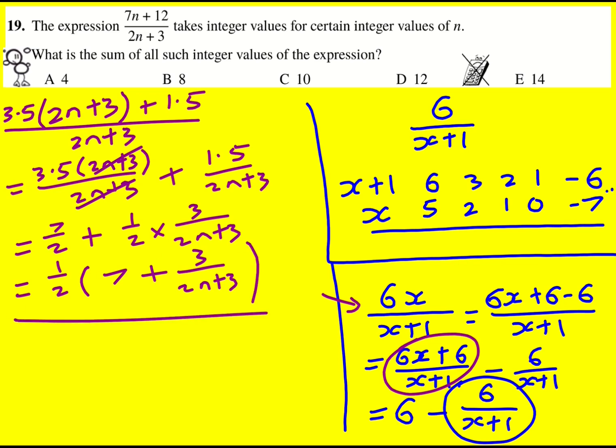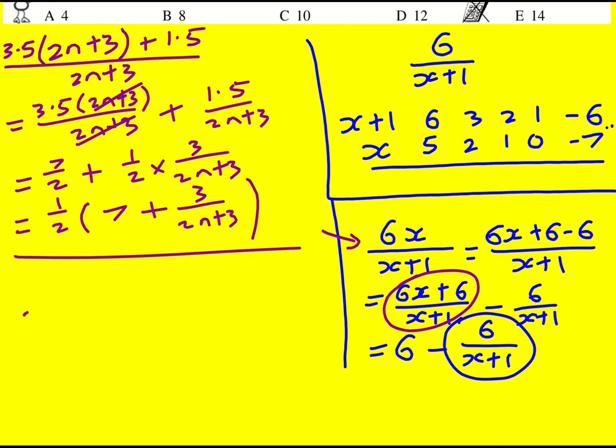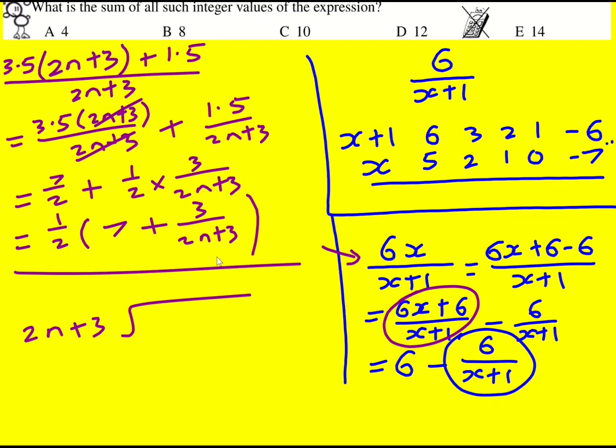Now, before we carry on with this question, if you don't like that method, you might be happier with polynomial division, which is absolutely fine to use. It's going to be 2n plus 3 into, what did we have? I've already forgotten, 7n plus 12.